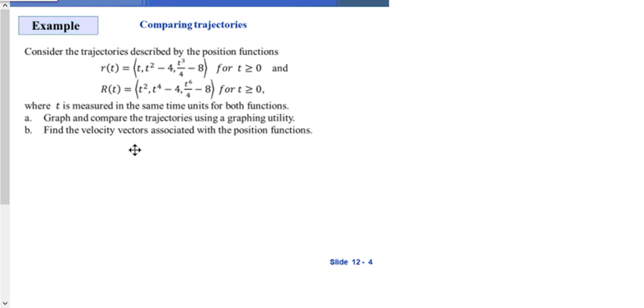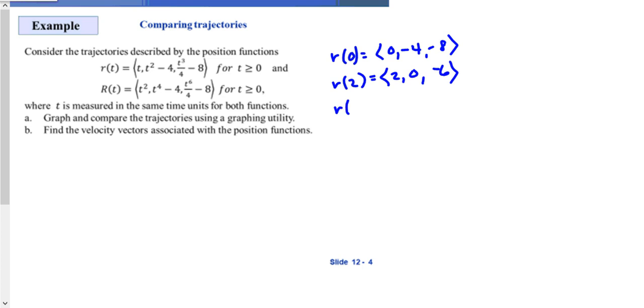Let's look at these two vector valued functions and compare their trajectories. Little r of t is defined for t greater than or equal to 0. So I'm going to plug in some values. R of 0 will be 0, -4, -8. R of 2 will be 2, 0, -6. R of 4 will be 4, 12, 8.